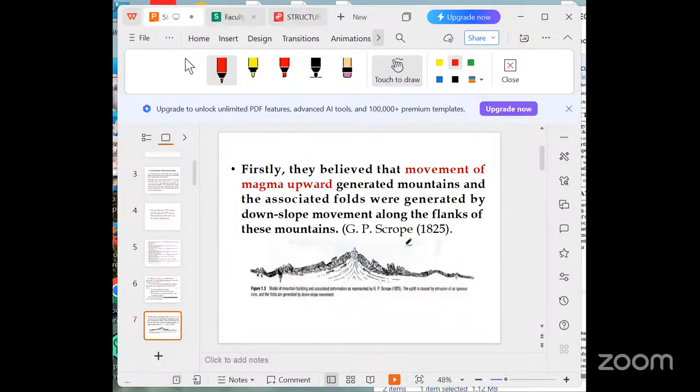Firstly, those scientists believed that the upward movement of magma generated mountains, and the associated faults were generated by downslope movement along the flanks of these mountains. You see, these are the, right?